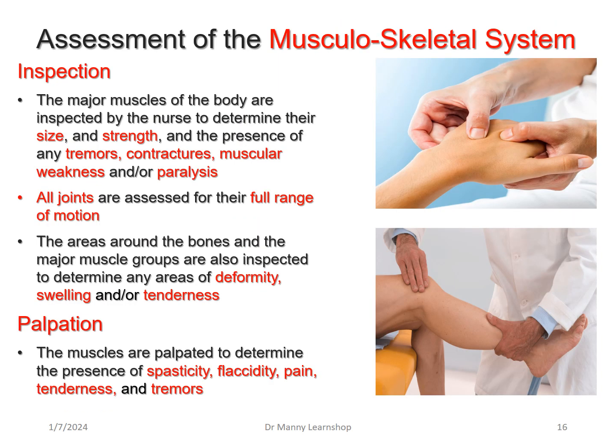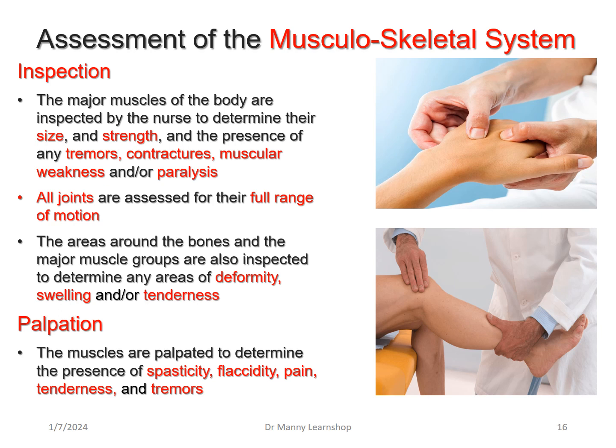When we assess the musculoskeletal system, the techniques that we need to employ are inspection and palpation. Inspection, you're looking for size and seeing whether they move in a normal way, which could indicate strength. You're looking for tremors, contractures, weakness, and paralysis. All joints are assessed for their full range of motion, and areas of bones, especially around the joints here, are inspected to determine if there's any deformity, swelling or tenderness.